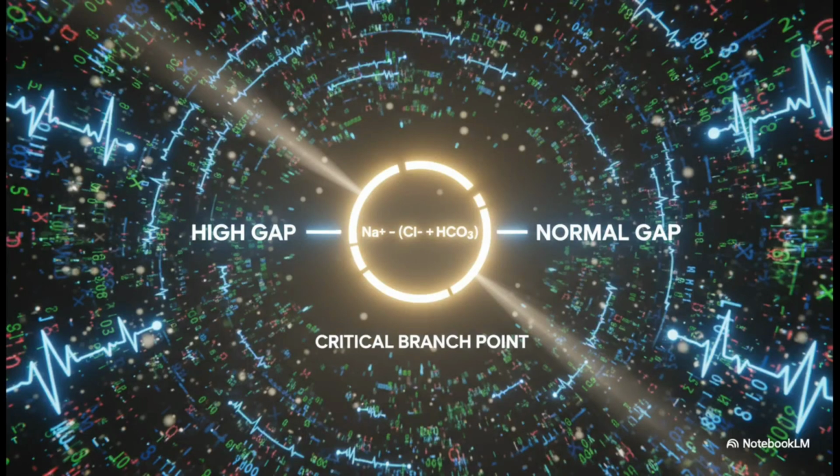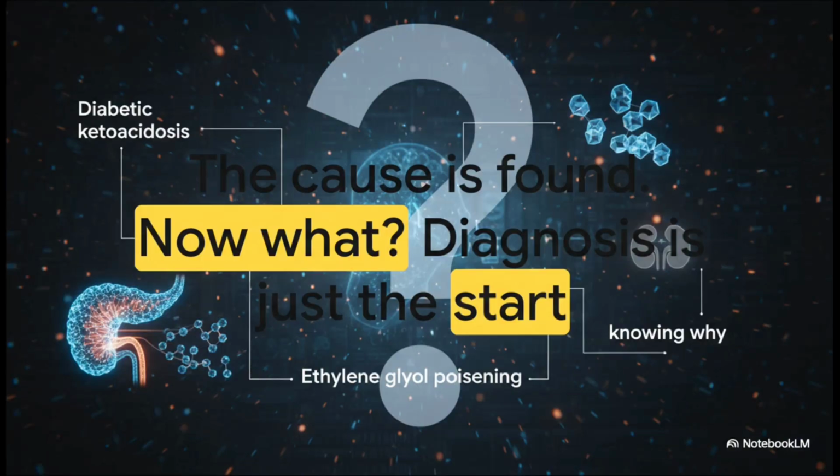So if you only take one single thing away from our time together today, let it be this. Start with the anion gap. It is your most powerful, most high-yield first step. It's the move that brings order to the chaos and turns a confusing, scary clinical picture into a puzzle that you can actually solve. So we did it, we cracked the case, we identified the culprit.